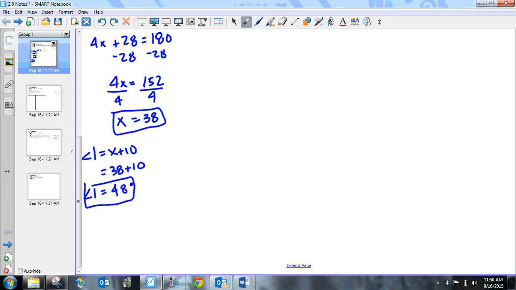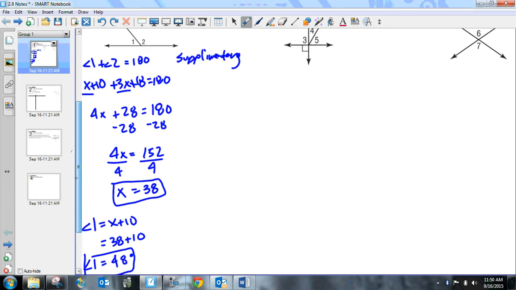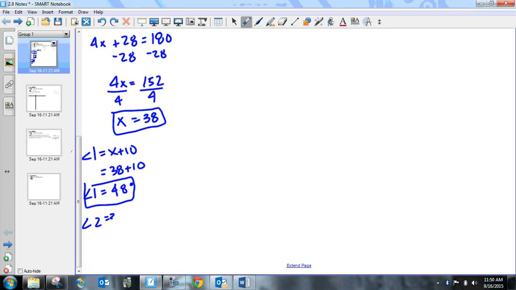And then angle 2, what was that? 3x plus 18. If I substitute 38 in for x, I get 3 times 38 plus 18. So multiply that by 3, that's 114. So 114 plus 18, and then I'm going to get that angle 2 is equal to 132.